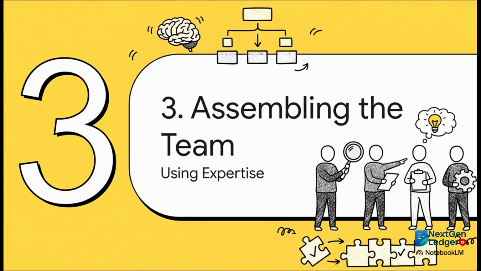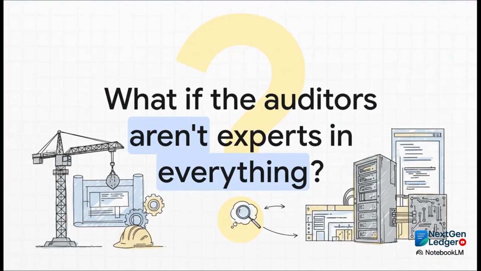Because let's be honest, an audit is only ever as good as the people working on it. It's all about putting the right expertise on the job. Which naturally leads to a great question. What happens if the auditors aren't experts in, well, everything? What if they're auditing a winery and need to value the inventory, or a company with really complex financial instruments? What do they do then?